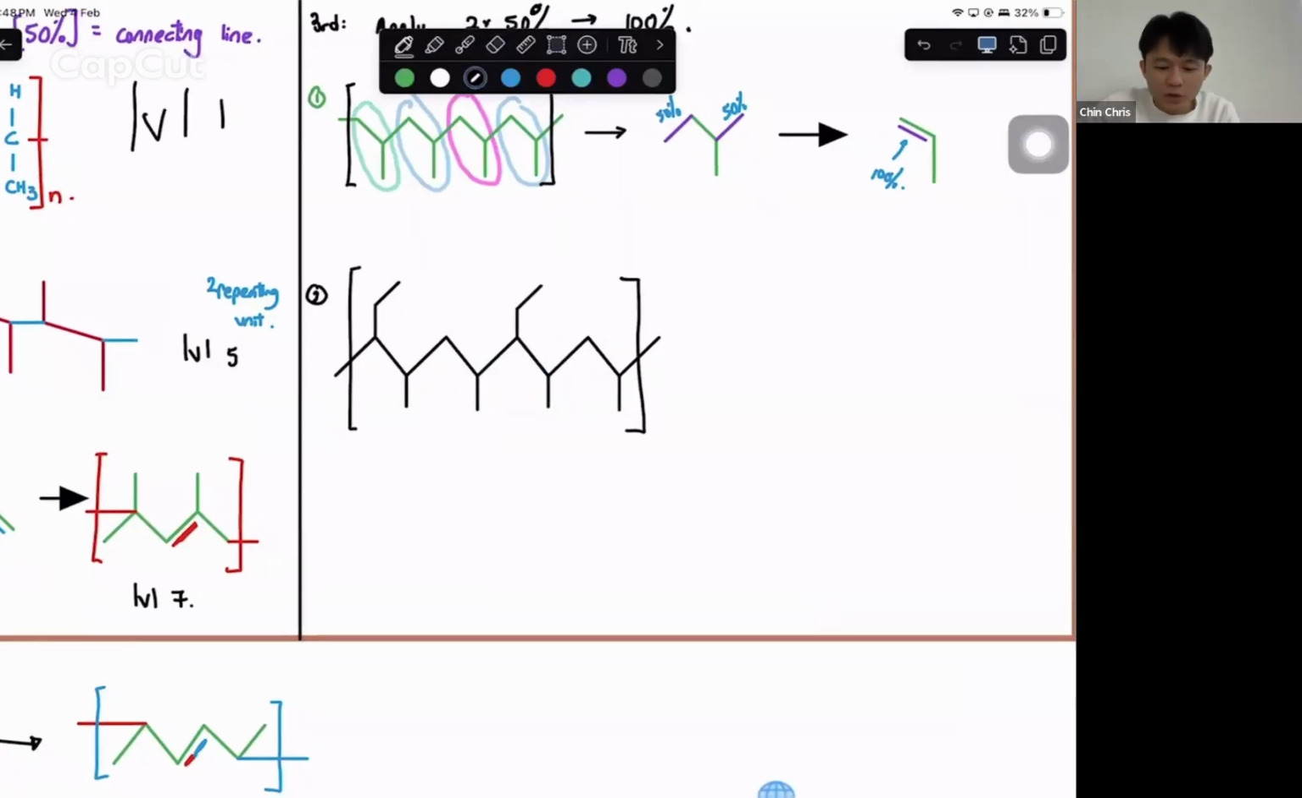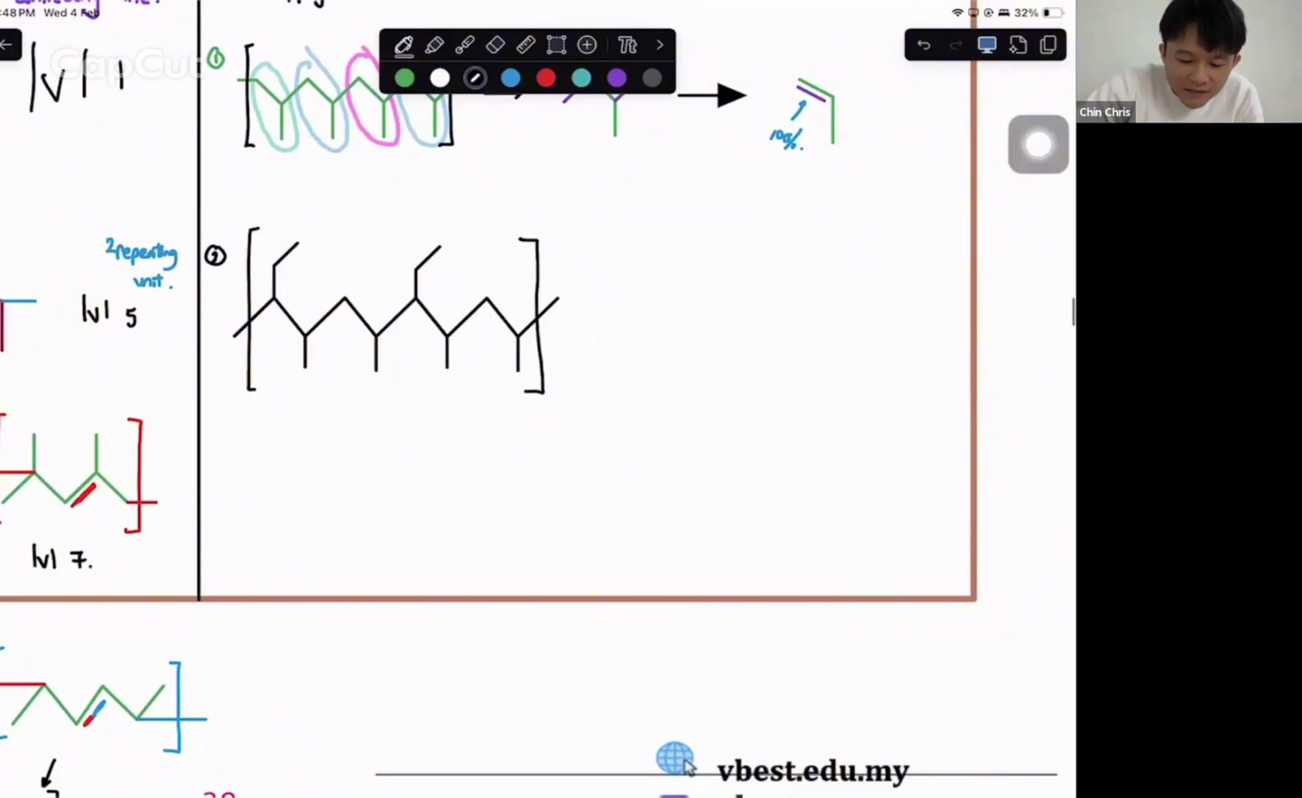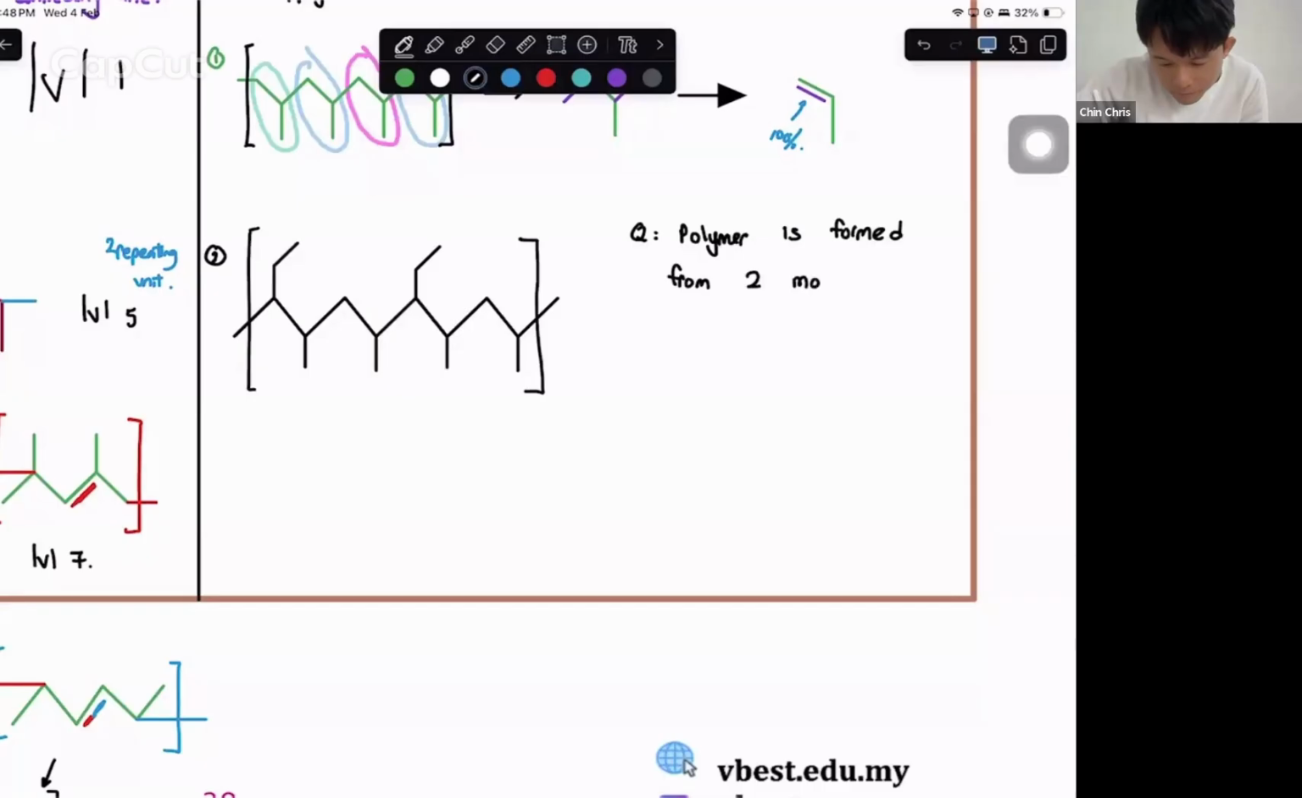All right, guys, let's look at this question. My question is, this polymer is formed from two monomers, and I want you to find them. So this polymer is formed from two monomers. Let's find it.